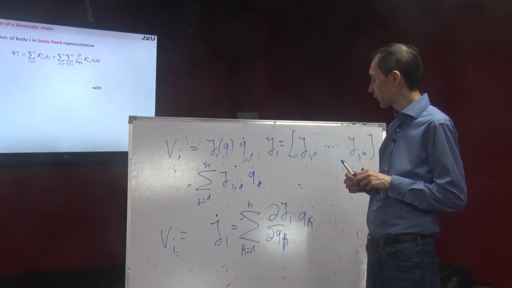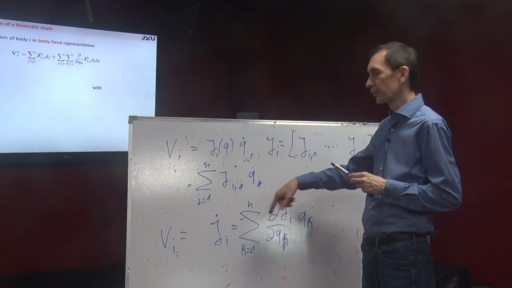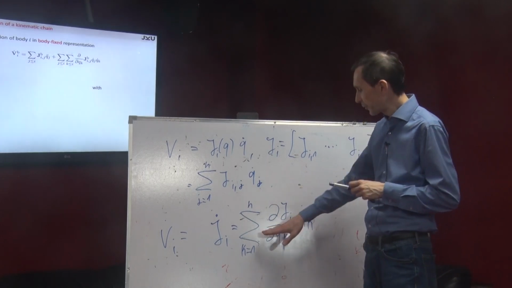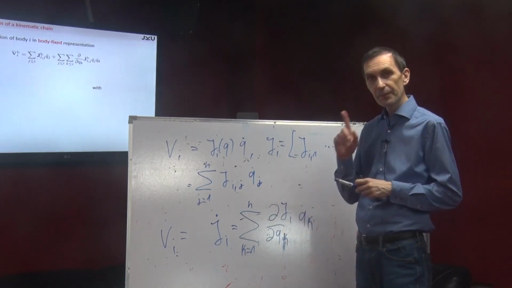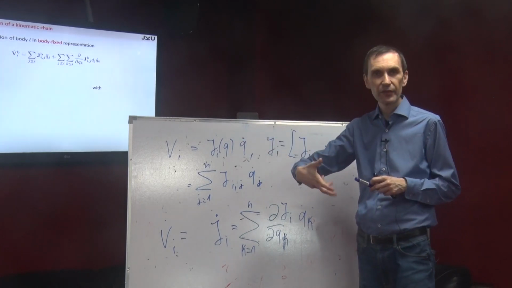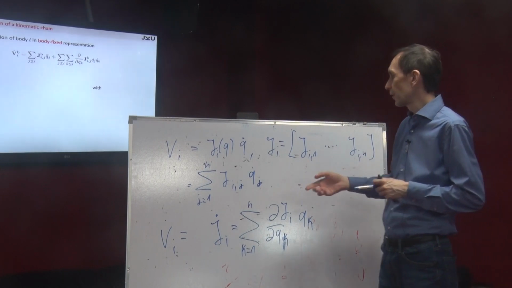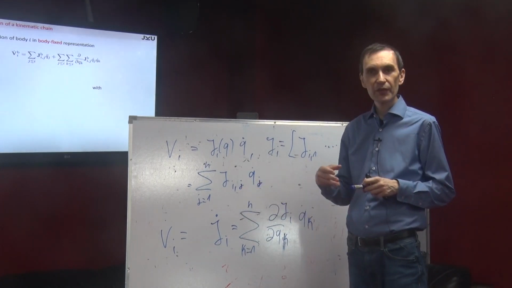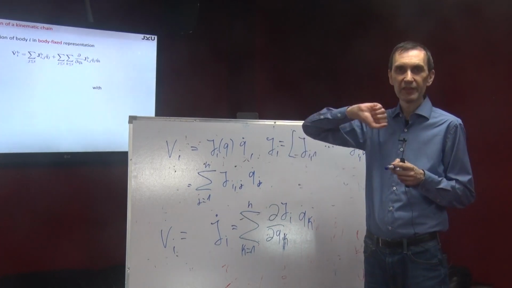Yes, this is correct. But the question is, do we have to go up to n? Do we have to take the partials of J_I, the Jacobian of body I, with respect to all the joint angles? Which leads us to the question: on which joint coordinates does the Jacobian of body I in the kinematic chain depend?